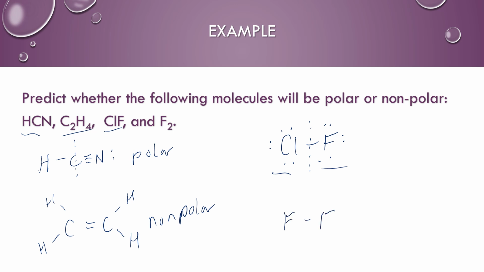Compared with F2, which has two of the same atom, which is nonpolar. So polar, nonpolar. Oh, I mixed those up. Just be careful with that. This one is the polar one because it's asymmetrical, and this one is the nonpolar one because it is symmetrical.